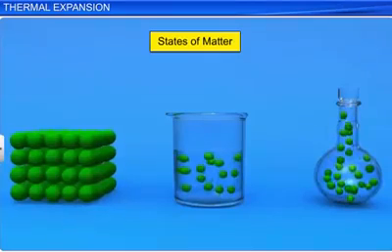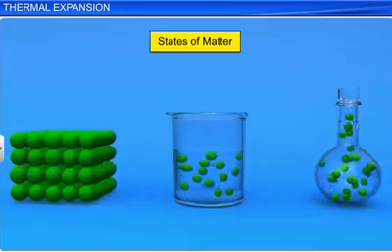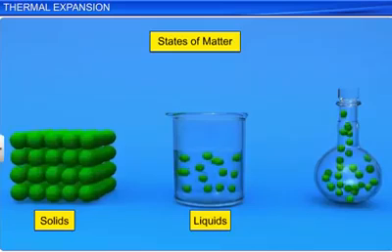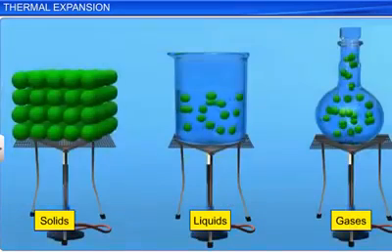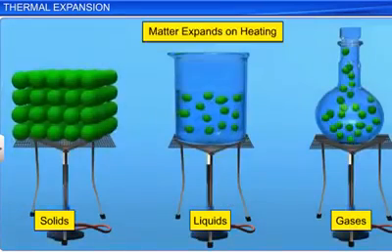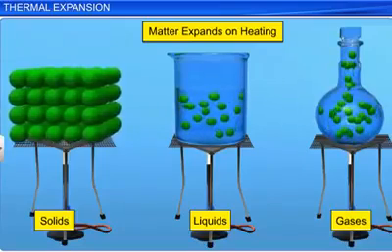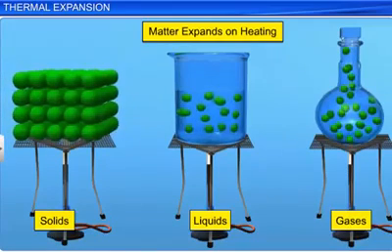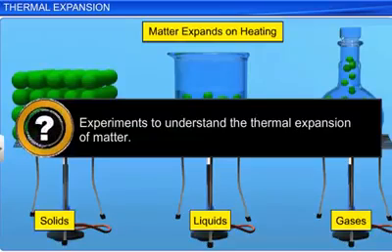That matter exists in three states. That is, solids, liquids, and gases. If we supply heat energy to a substance, its dimensions increase. This is called thermal expansion. Let us conduct some experiments to understand the thermal expansion of matter.